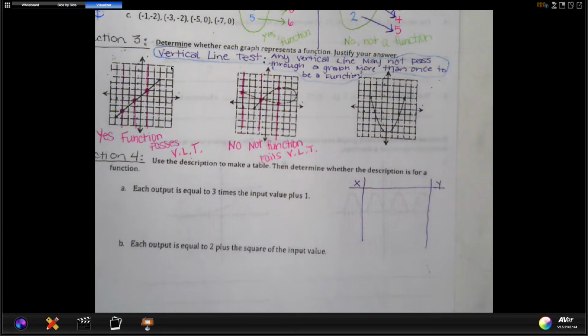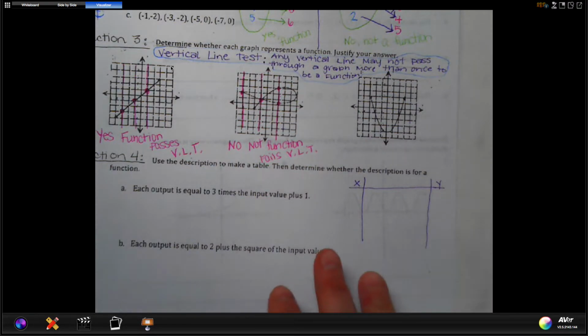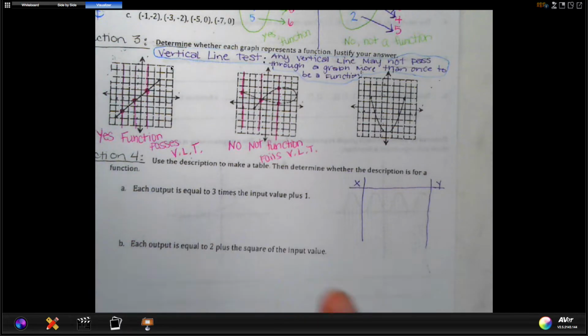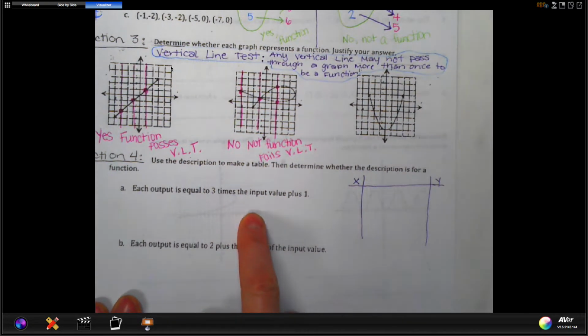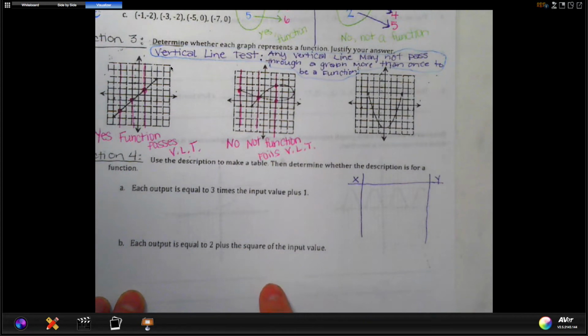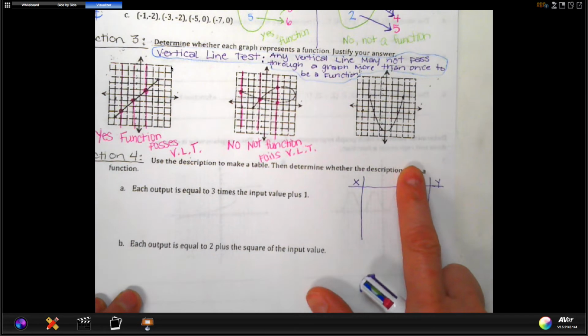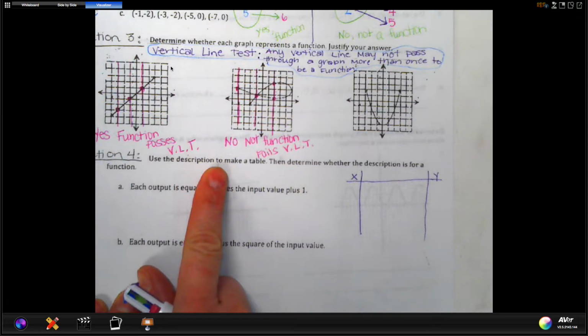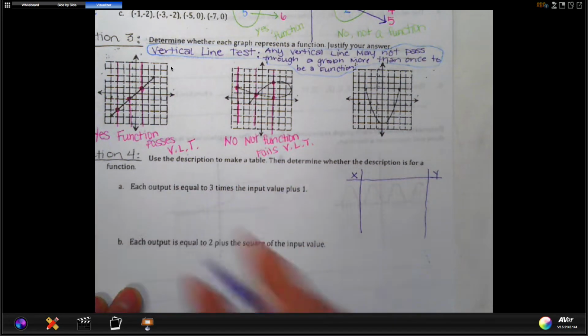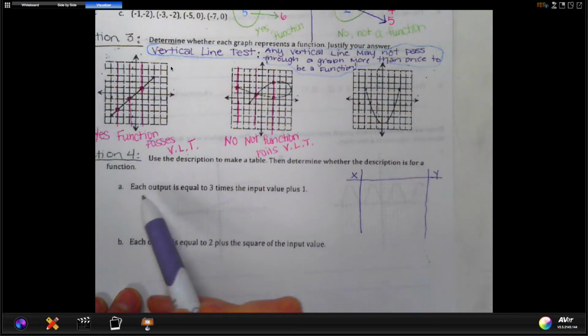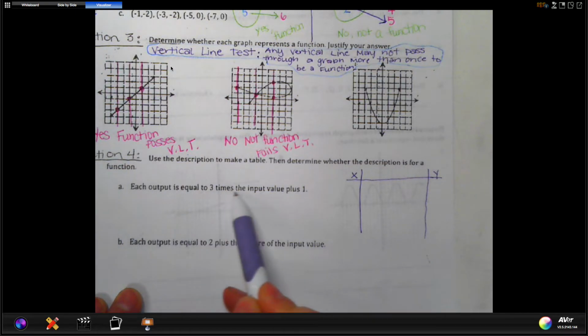All right, the last section is maybe the most challenging because you have to translate some words into mathematics first of all, and then use it to determine whether or not you have a function. For the sake of the video, we're only going to do part A, and I'll leave part B for you to do on your own. So the first thing you need to do, it says use the description to make a table, then determine whether the description is for a function. Well, in order to do this, you got to translate these words into math.